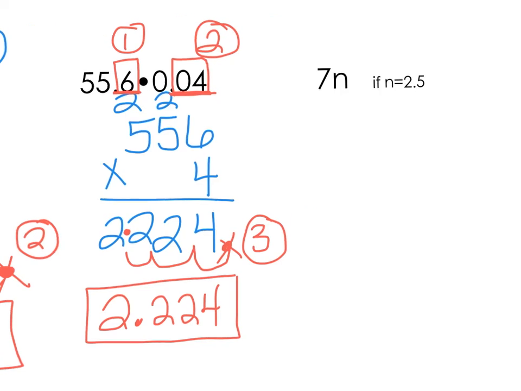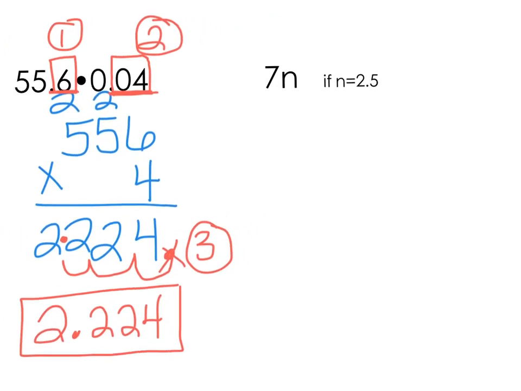Okay, last one. All right, so it says 7N. Remember, when there's nothing between the number and the letter, which is also known as the variable, we're going to multiply. So I'm going to basically rewrite it. We're going to do 7 times N. And over here it says if N is 2.5. So I'm going to put 2.5.